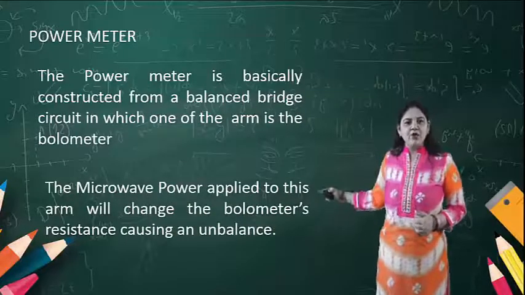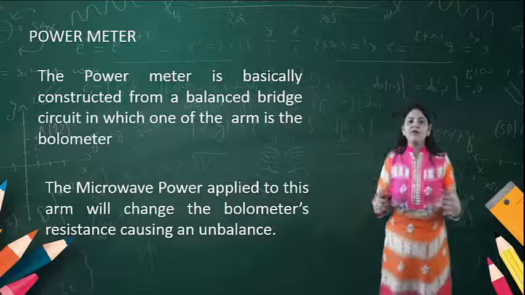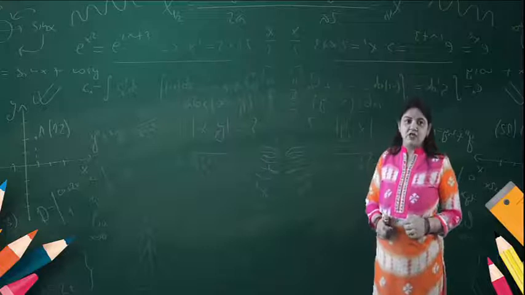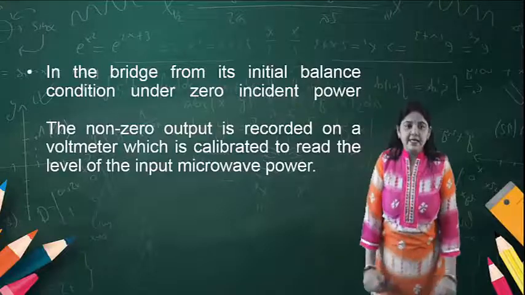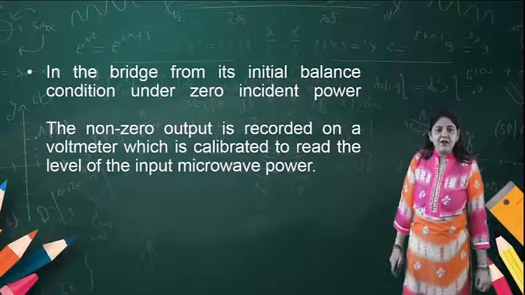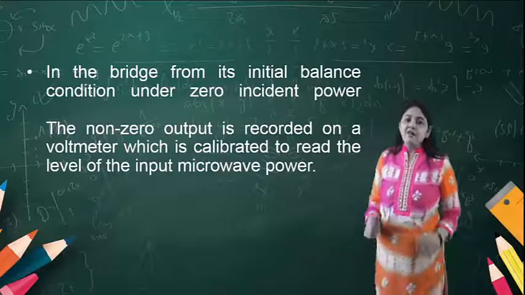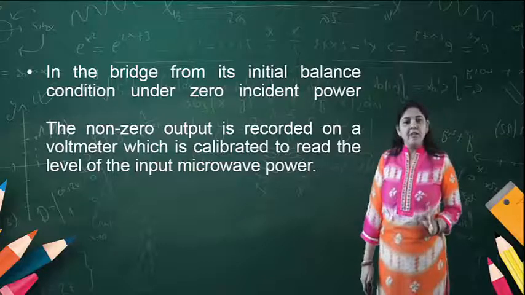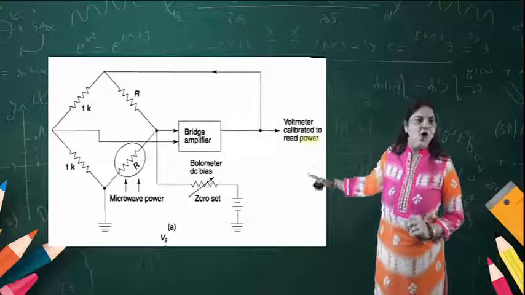The microwave power applied will change the bolometer's resistance, and due to that an unbalanced condition arises. In the bridge form, the initial balance condition is under zero incident power. The non-zero output is recorded on a voltmeter, which can be calibrated to read the level of the input microwave power. Here you can see the diagram of this.